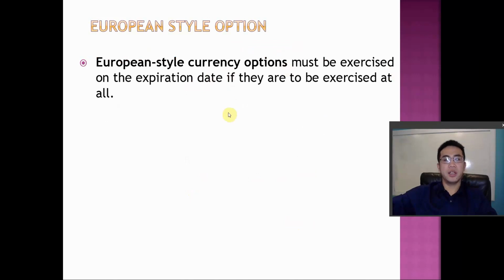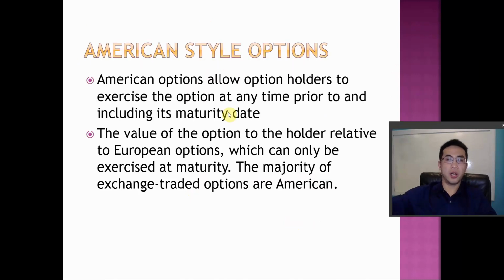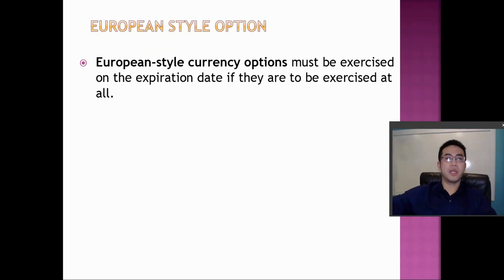Well, the European style currency options must be exercised on the expiration date if they're exercised at all. So you can see that the American style option provides much more freedom. You have a very long time span to decide when to exercise the option, whereas the European style option can be only exercised at a specified date.